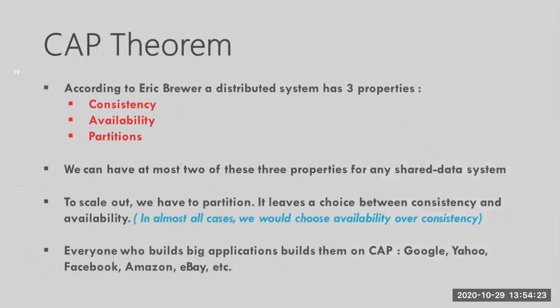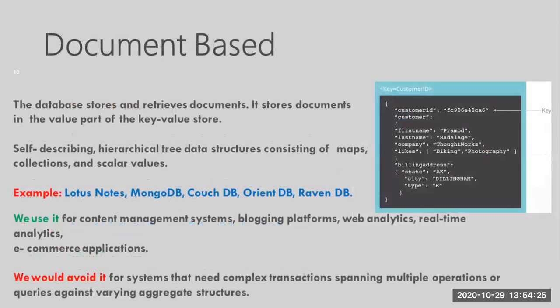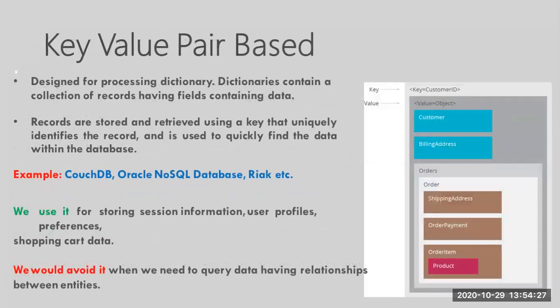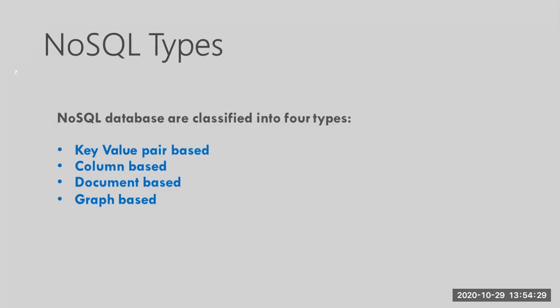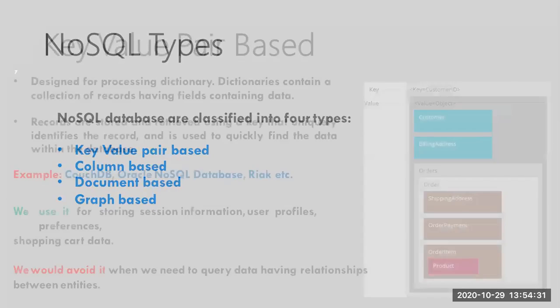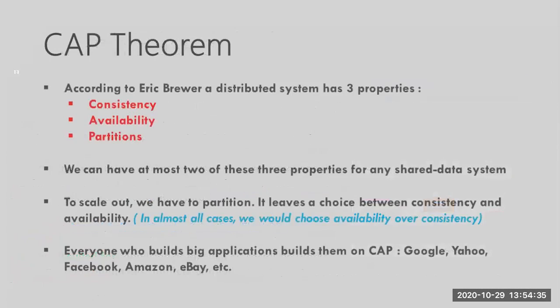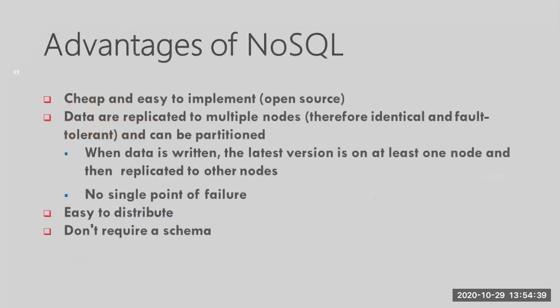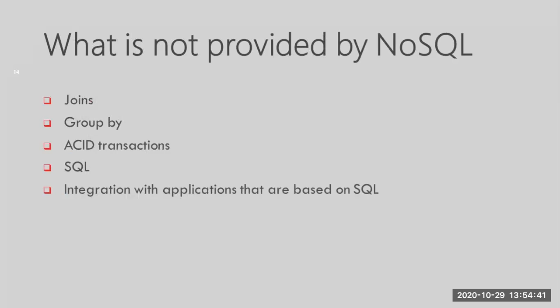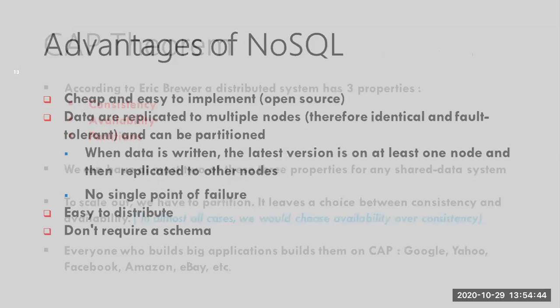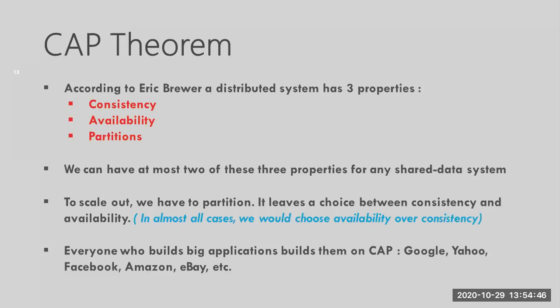These are some of the NoSQL based database systems. That's the key value, column based, document based, and graph based. Then what do you mean by the CAP theorem? We will discuss the CAP theorem, some of the advantages, and then we will conclude our session.